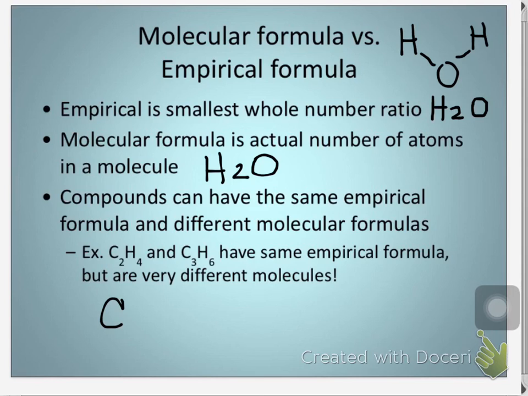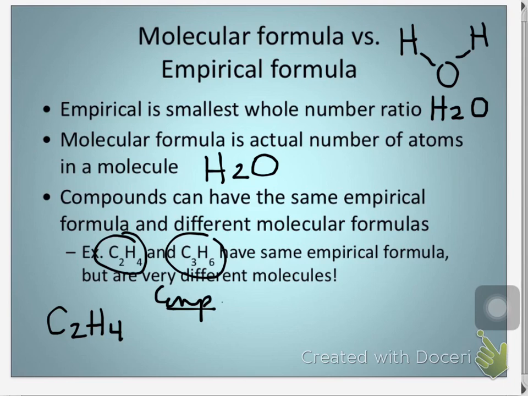So there are a whole set of things made up of nothing but carbon and hydrogen. Actually, let me do a better one. The example I give is C2H4 and C3H6. What's the empirical formula for C2H4? If you simplify the ratios, it's CH2. So the empirical formula for that is CH2. Well, what's the empirical formula for C3H6? CH2.